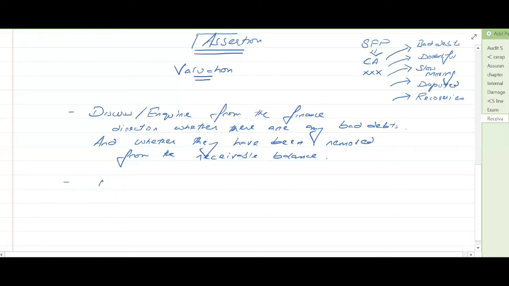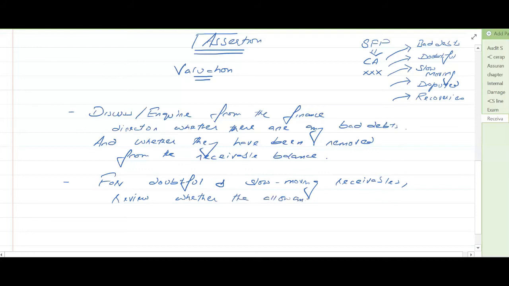All right, for doubtful and slow moving receivables, review whether the allowance for receivables have been recorded.